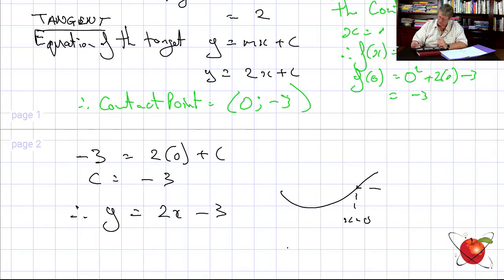I've got y equal to minus 3. And I'm saying that the tangent line here, y is equal to 2x minus 3. And you can see, just as a hint, we are going to be looking at the normal soon.